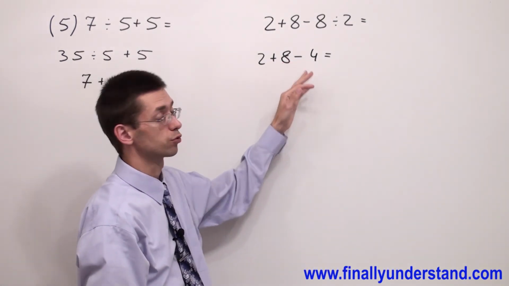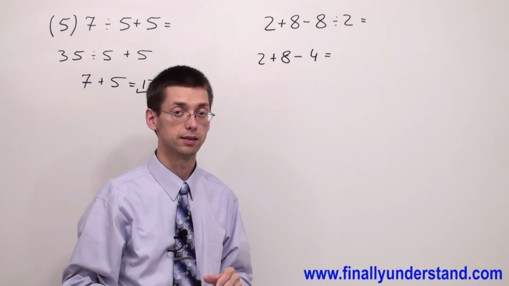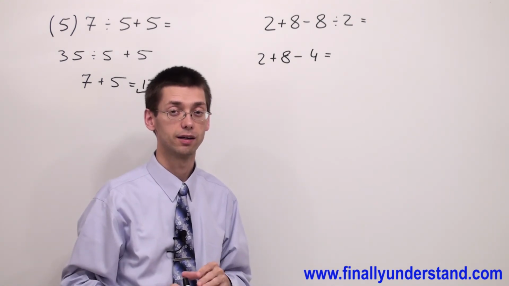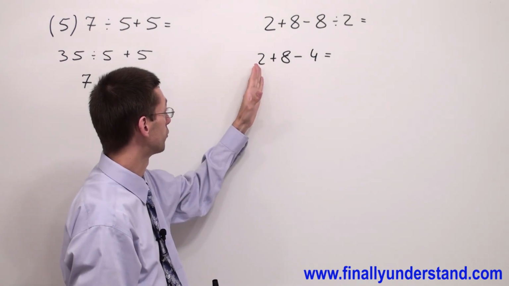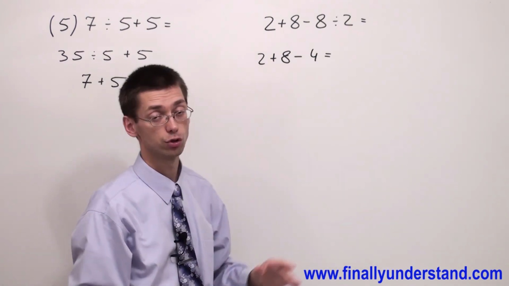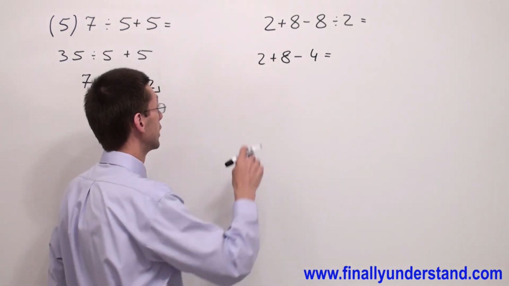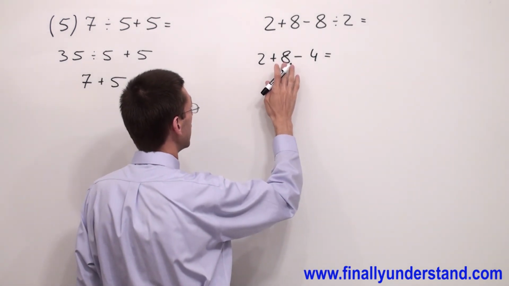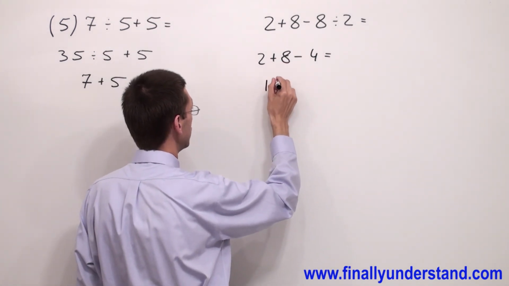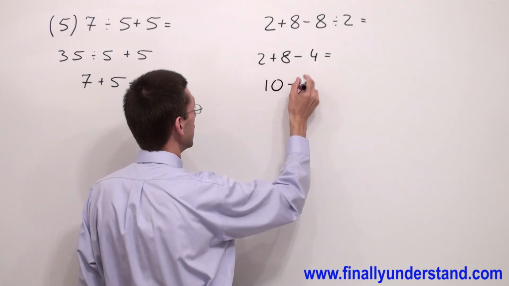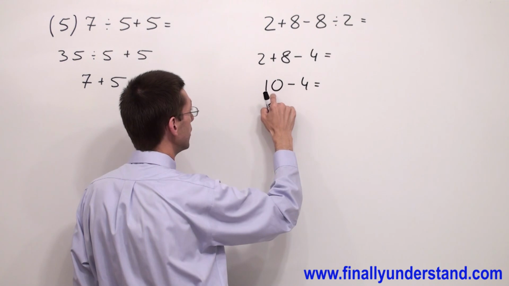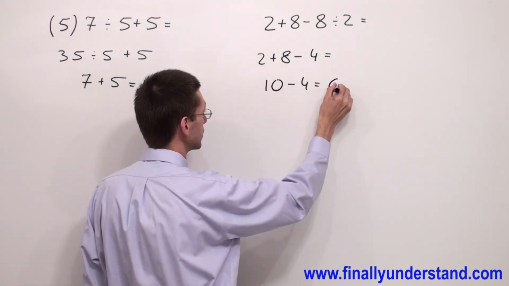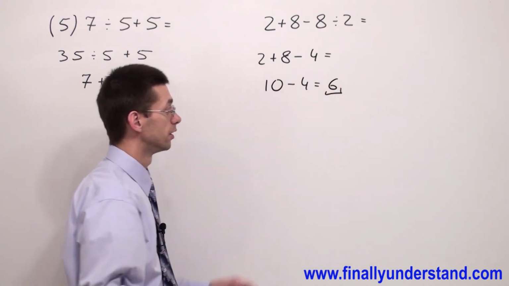addition and subtraction. You're supposed to keep in mind that addition and subtraction are equally important. So if you want to solve this problem, you're supposed to perform the operations from left to right. So I have 2 plus 8 is equal to 10. I'm doing everything step by step. Minus, I copy down 4, equals 10 minus 4 is equal to 6. And this is the solution to my problem.